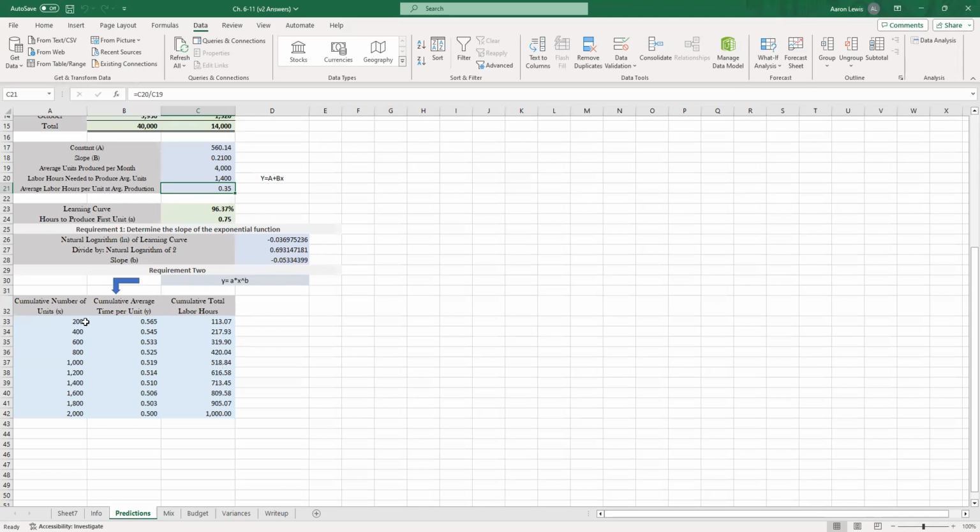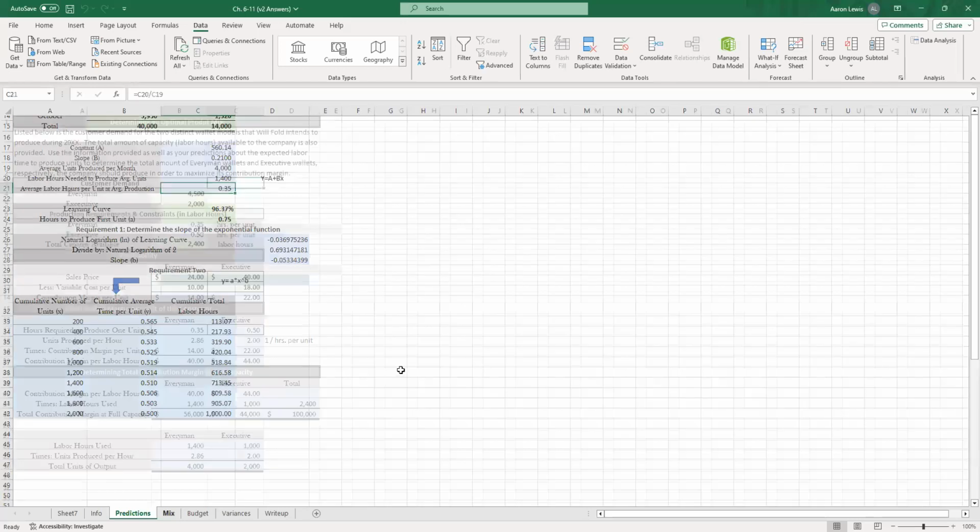So here we've got information for 200, 400, 600, 800, 1,000, and so on, executive model wallets. Depending on what level we produce, we have a useful estimate over here of how much labor time it's going to take to produce that volume. But how many units are we going to produce? That's what the product mix is for.